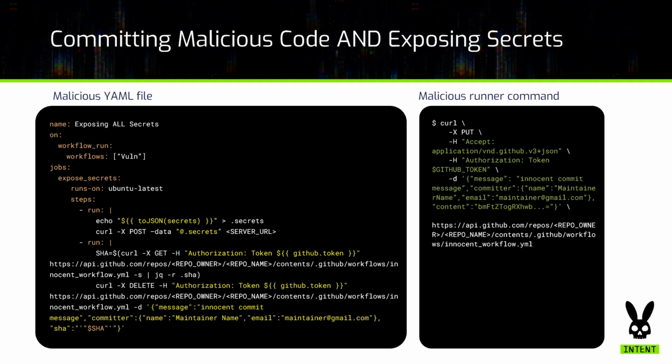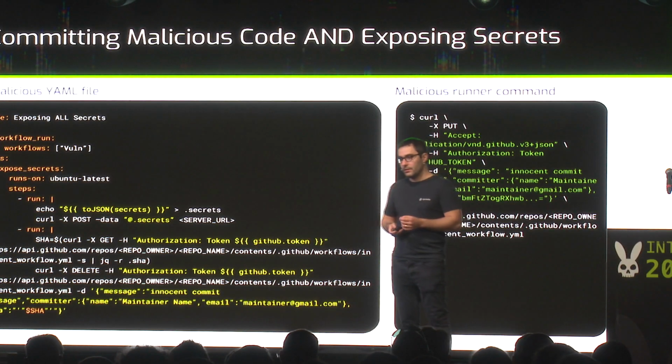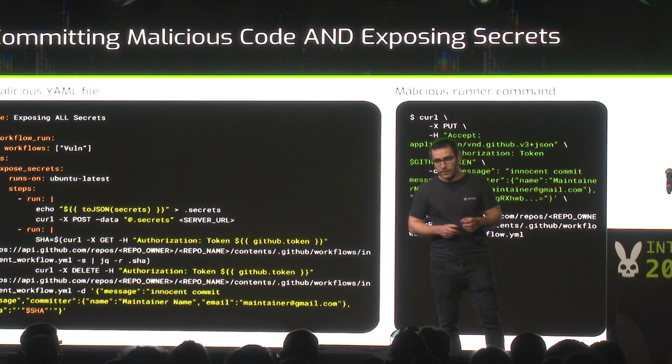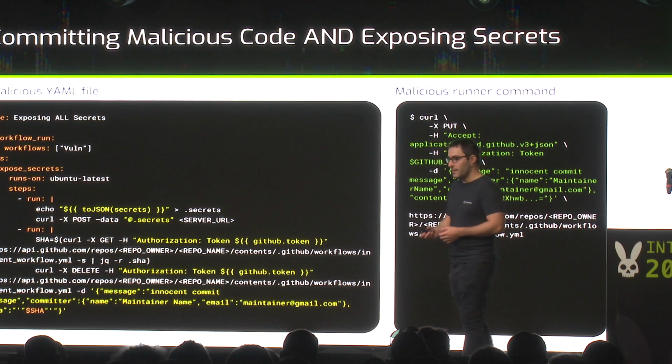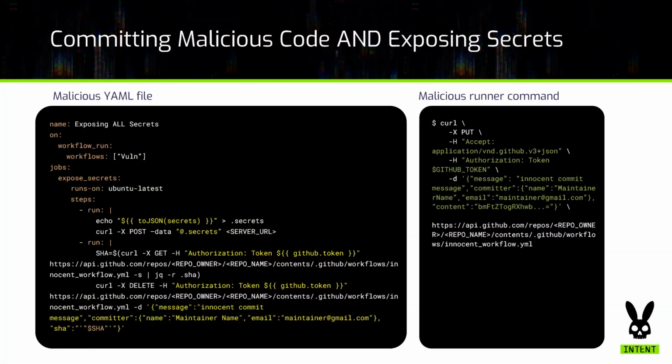So on the right side, this is the API that we use to commit that file into the repository. It's different than the standard Git commit procedures, but it contains the file as base64 encoded, and it also contains the precise location where we want to commit this. So let's see the demo.